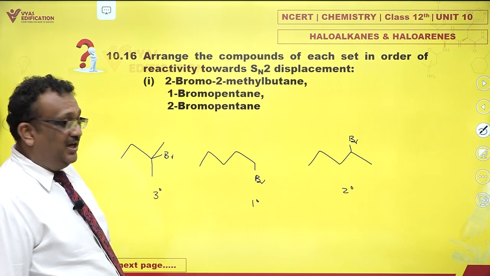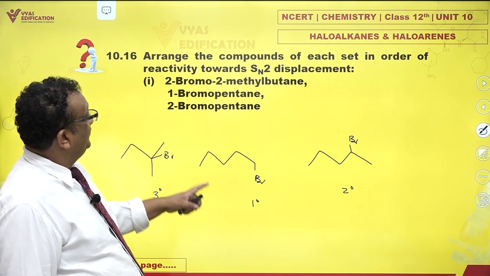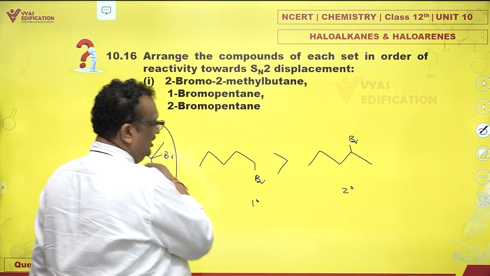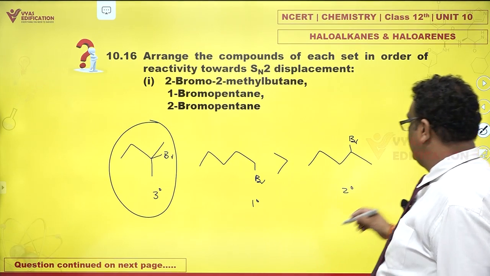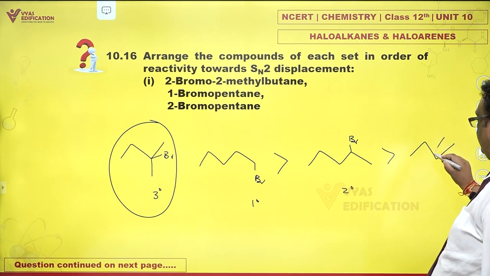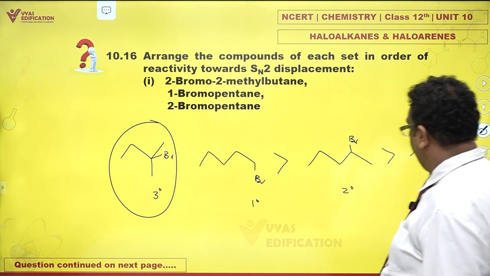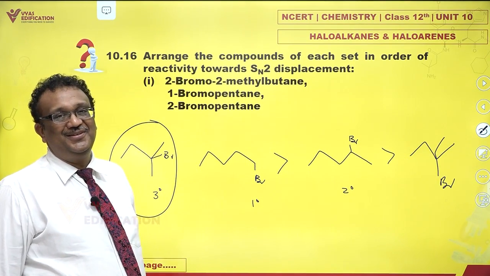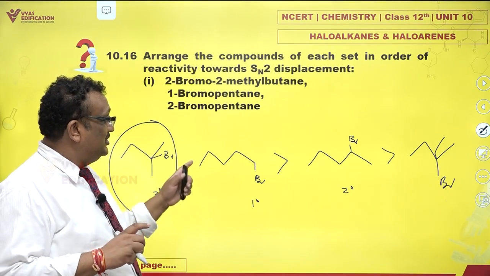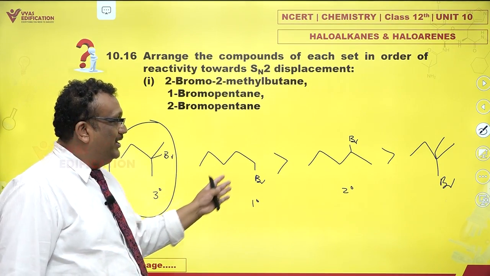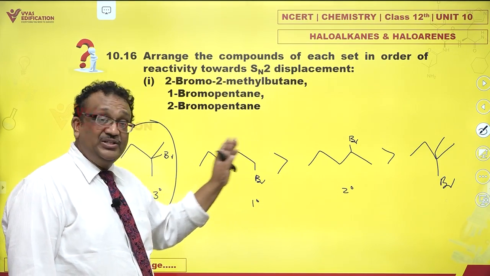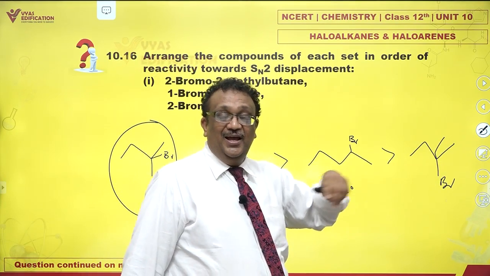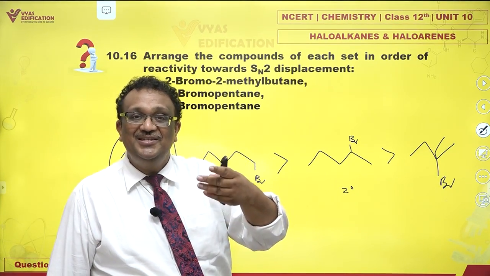So, which is the highest? Highest is primary. This is more than secondary, and secondary is more than tertiary. So, I'll just rewrite this with tertiary here. Is this the correct order? Yes, this is the correct order. What is the reason? The reason is steric hindrance. From primary to secondary to tertiary, backside attack becomes more and more difficult because of crowding of alkyl groups, and that is why the rate of SN2 reaction decreases.